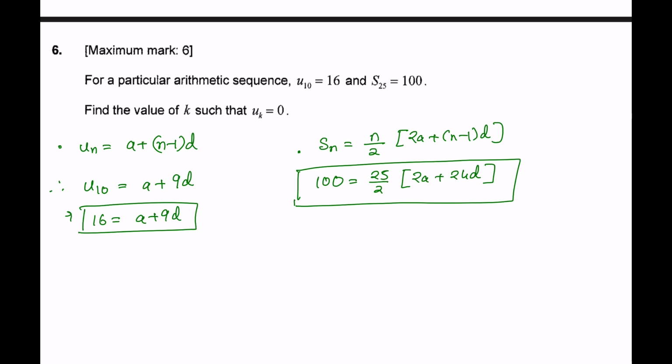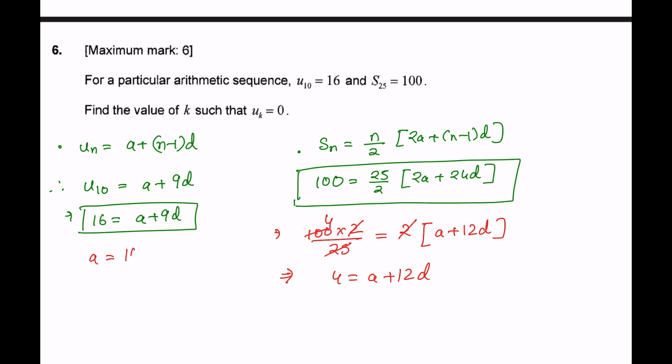I'll start with the left part. So 100 times 2 divided by 25 equals, I can also take out a 2 common, a plus 12d. Cancel these two out. 100 divided by 25 is 4. So 4 equals a plus 12d. Now I can write a as 16 minus 9d from the first one, and then plug in the value here. So 16 minus 9d plus 12d will be equal to 4.